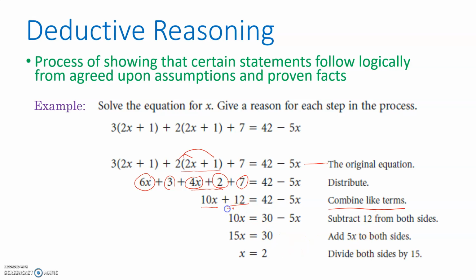And then I subtract 12 from both sides. And when I do that, I have 10x left here and a 30 minus 5x on the other side. Then I add 5x to each side in order to get all the letters on one side. I get 15x is equal to 30. And then to get x alone, I divide both sides by 15. And that gives me an answer of x is equal to 2.